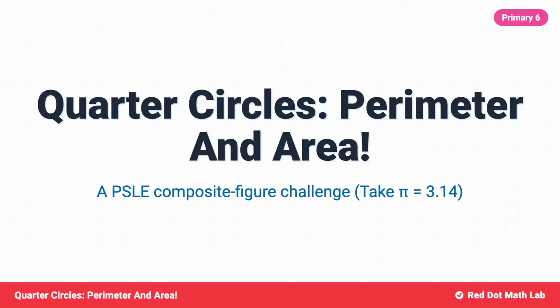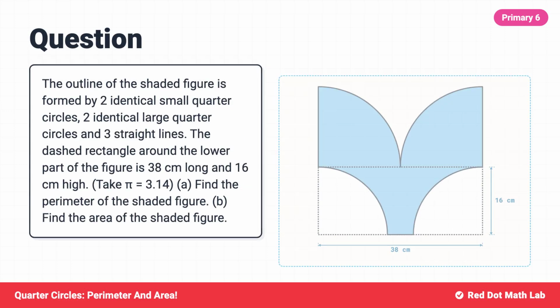Hello everyone. Today we have a lovely PSLE geometry question all about quarter circles. We are going to find a perimeter and an area step by step. All right, let's begin. Here is our question.